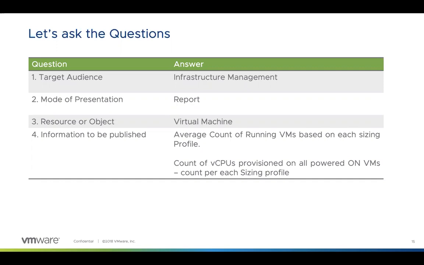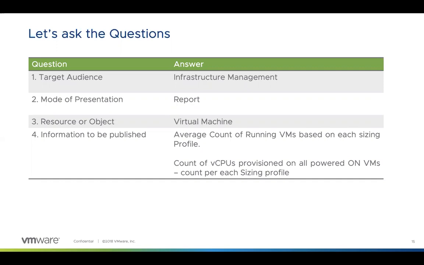That's one thing. The other thing was the count of vCPUs provisioned on all powered on VMs. So we need to have the count per each sizing profile. It could be different for different environments, but they wanted this specific total count for each sizing profile, so that they can use it for billing purposes. So this was very clear. So right, let's start looking at how we build this.